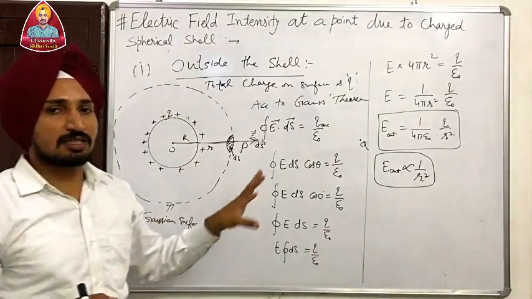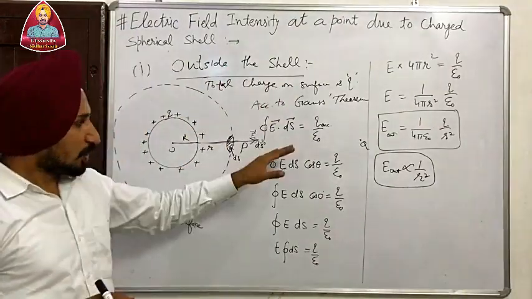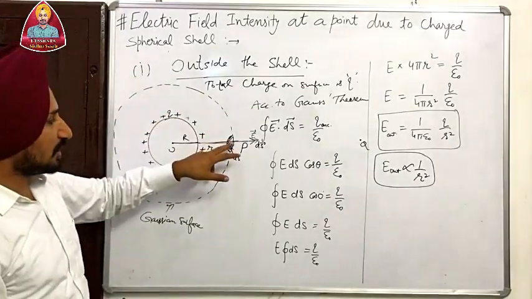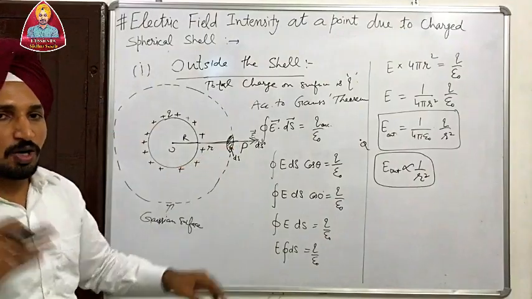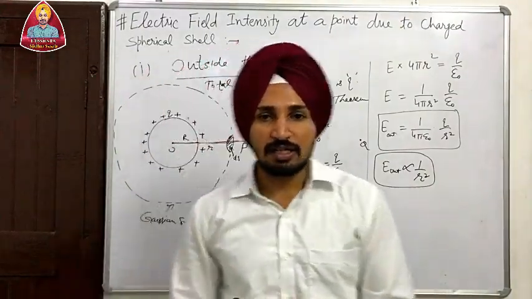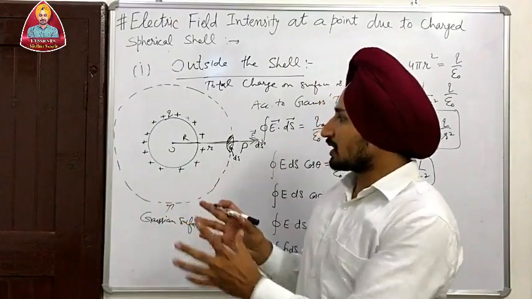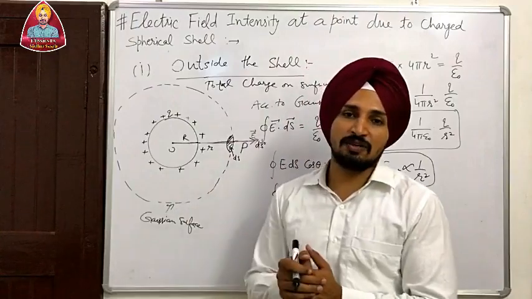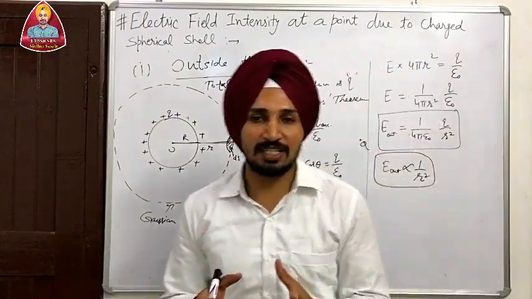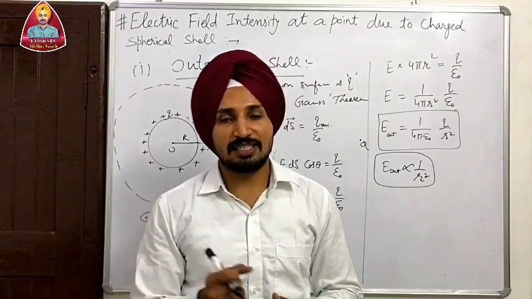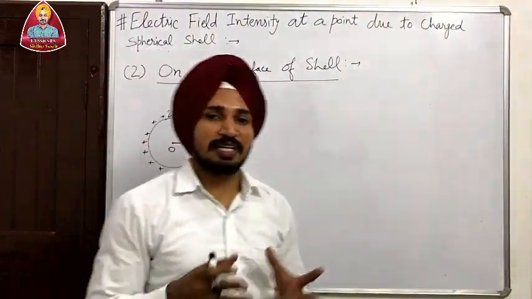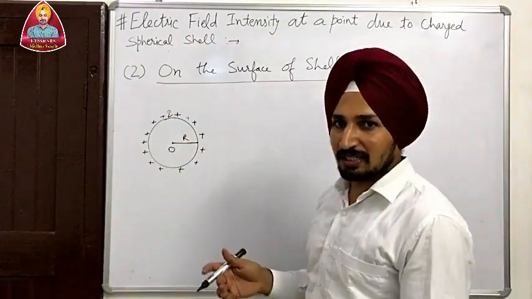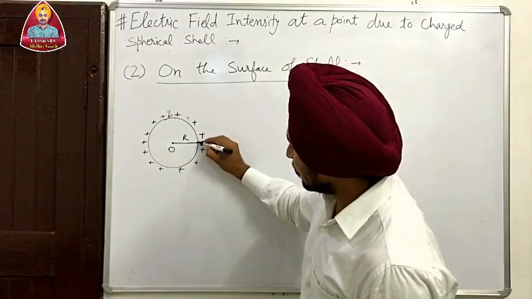So this is our first case, outside the spherical shell. The point is considered outside the spherical shell. This is our spherical shell and the point we assumed is P here. Now we will discuss the second point, that is on the surface of the spherical shell. If we consider the observation point P on the surface of the spherical shell, then what will be the value of electric field intensity due to this spherical shell? Let us see. In the second case, we have to find the electric field intensity at a point on the surface of the spherical shell. Let us consider the point P on the surface of the spherical shell.